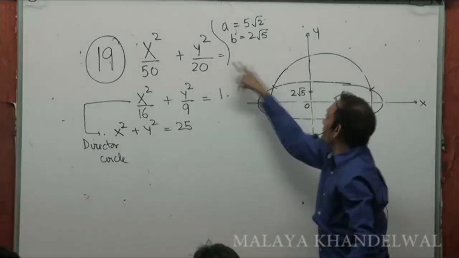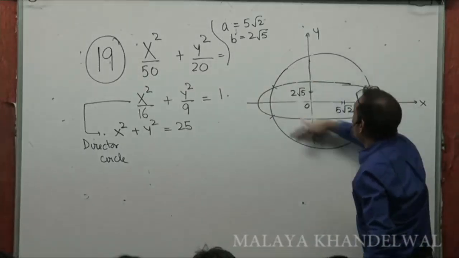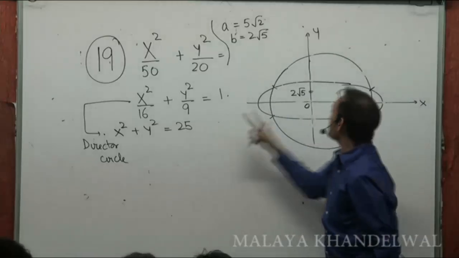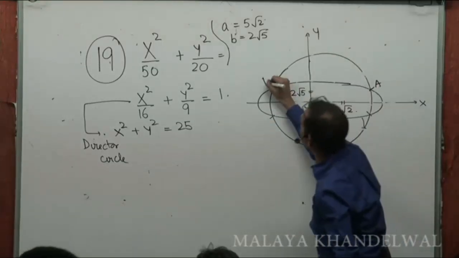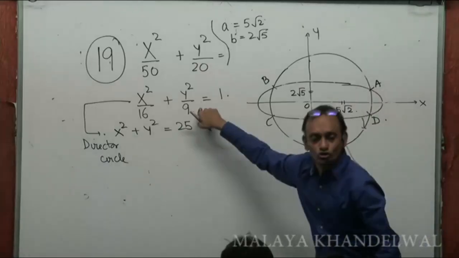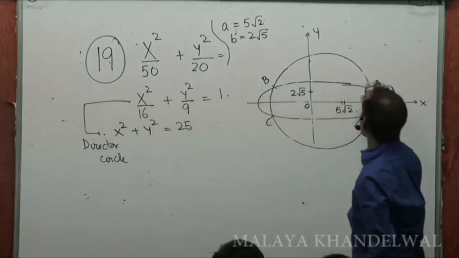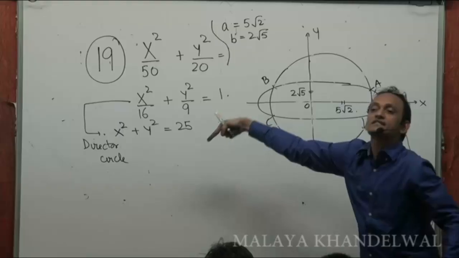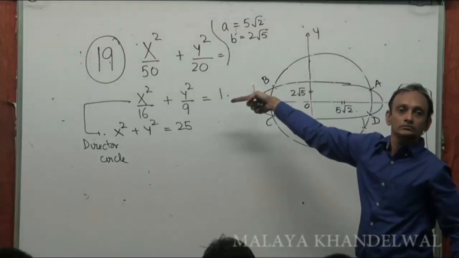4 points on this ellipse lie on the director circle of the second ellipse. That means from each of these points A, B, C and D, I could have drawn perpendicular tangents to this ellipse, because these are points on the director circle of the second ellipse. Sounds good?